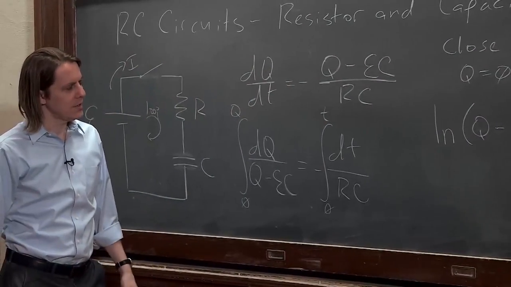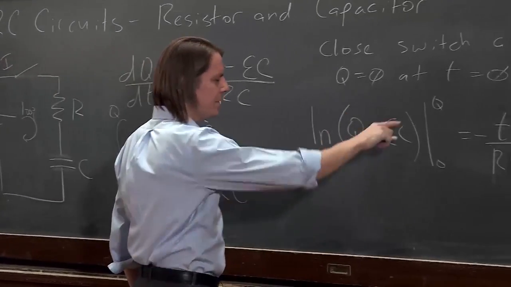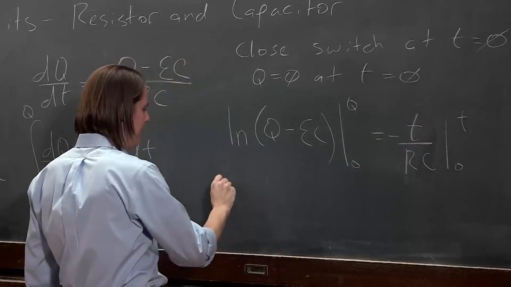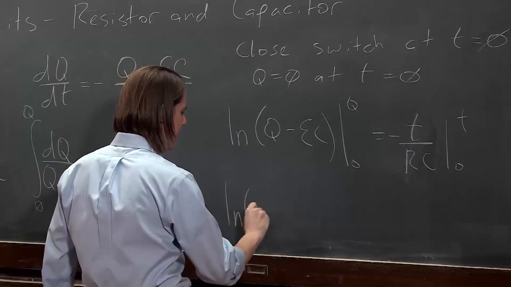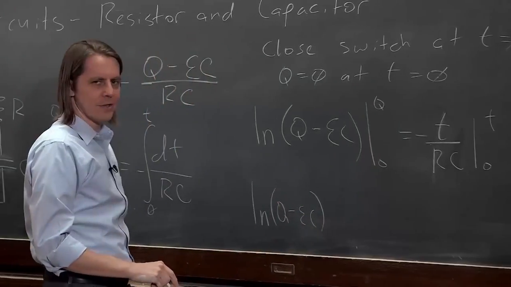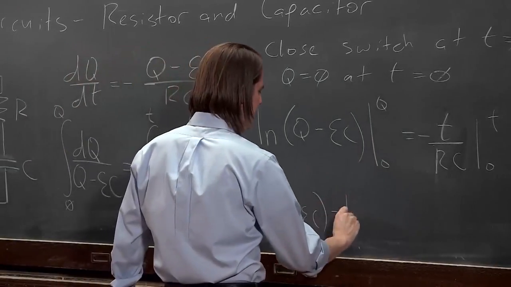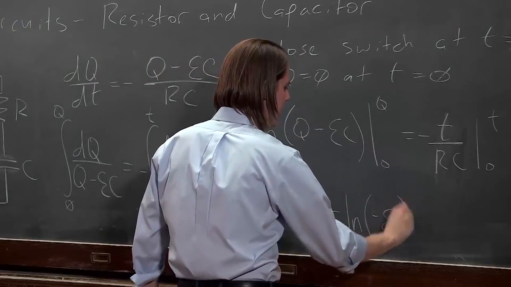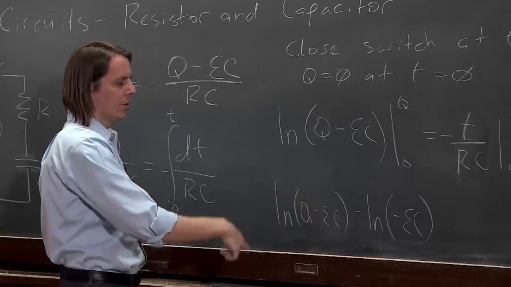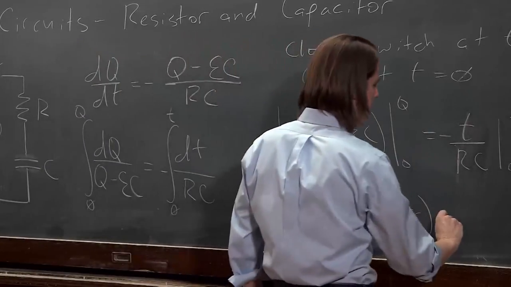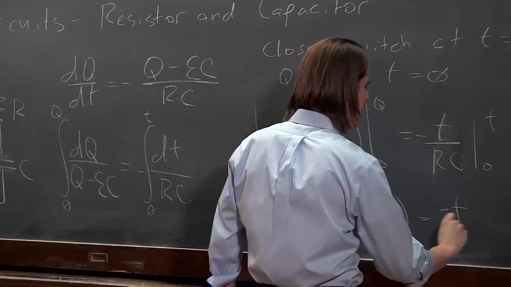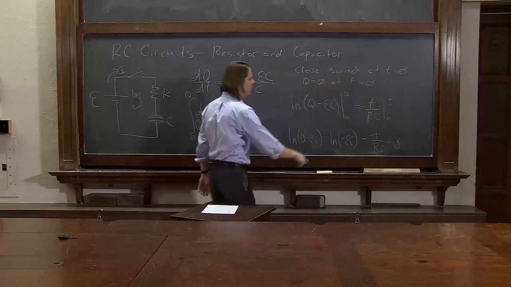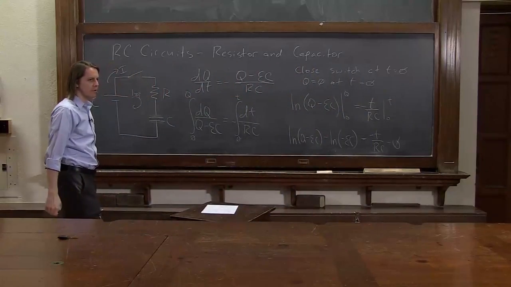All right. Let's see. So now let's figure out what we got here. Now we're plugging Q into the variable q. When we're plugging t into the variable t, this becomes natural log of Q minus epsilon, or minus the EMF times C, minus the natural log, we plug in 0, of just minus the EMF times the capacitance. So that's just natural log minus natural log. And then here, we plug in the t for the t, we get minus t over RC, minus when we plug in 0, we get nothing. So two natural log terms, and then equals minus t over RC. Let's keep going.